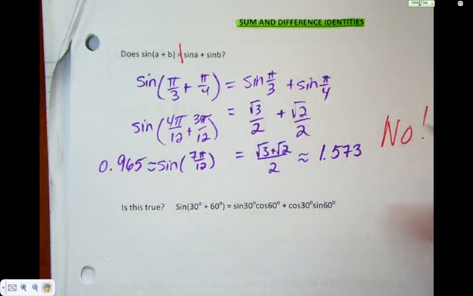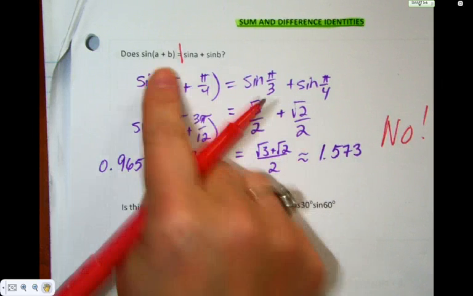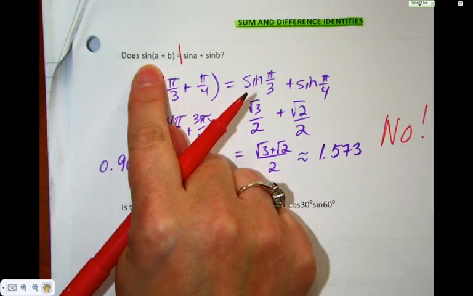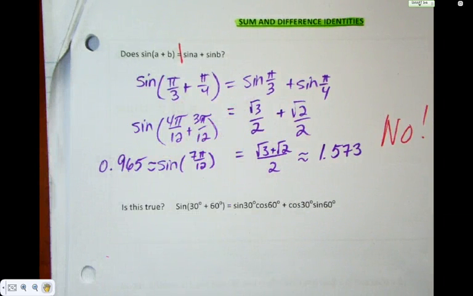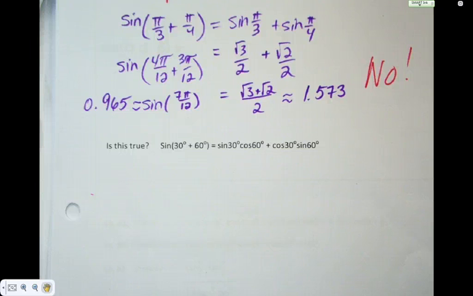No, we cannot distribute a function. We cannot just take that sine and multiply by the a and multiply by the b. It doesn't work that way because sine isn't a number. It's just like a square root. We can't distribute among brackets. It doesn't work that way. Okay, what about this identity?